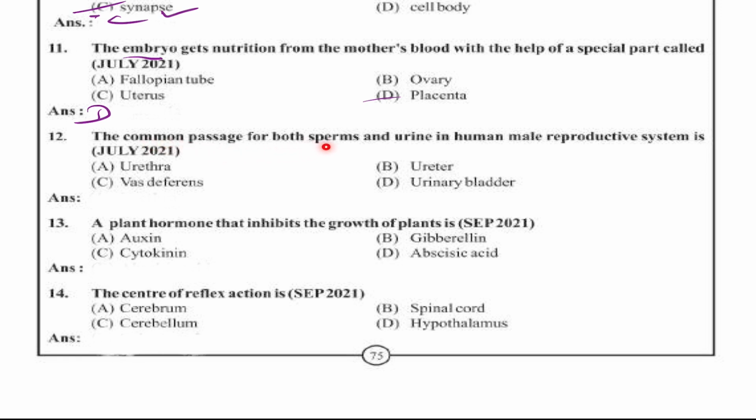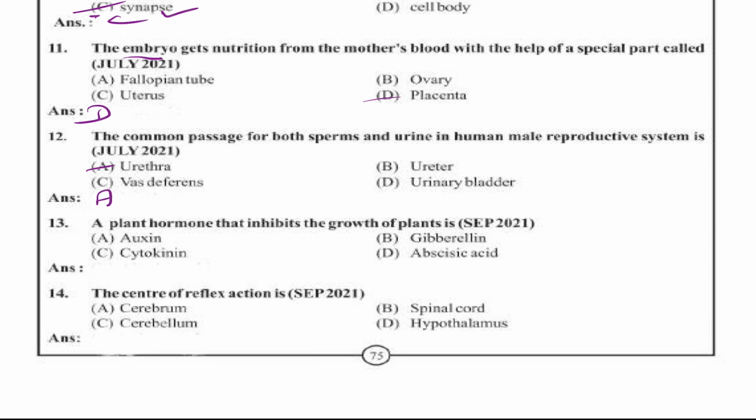Coming to the next question. The common passage for both sperms and urine in the human male reproductive system is... a direct question. So the correct answer is option A, that is urethra. Let us have a look at the remaining three options. Ureter is a tube-like structure through which urine passes from the kidney to the bladder. Option C delivers sperms from the testes. Option D, urinary bladder, stores urine. So the correct option is urethra. It is a common passage for both sperms as well as urine in the human male reproductive system. So the correct option is option A, urethra.